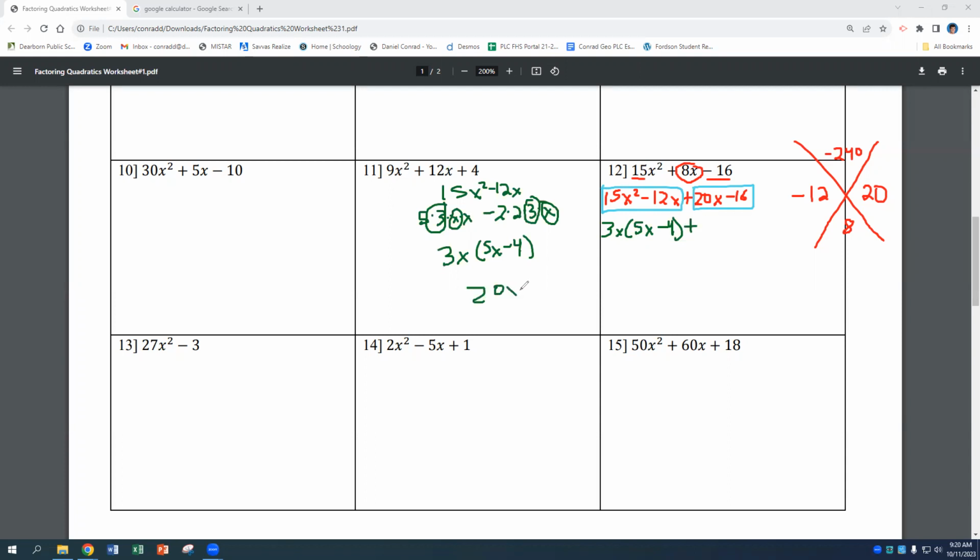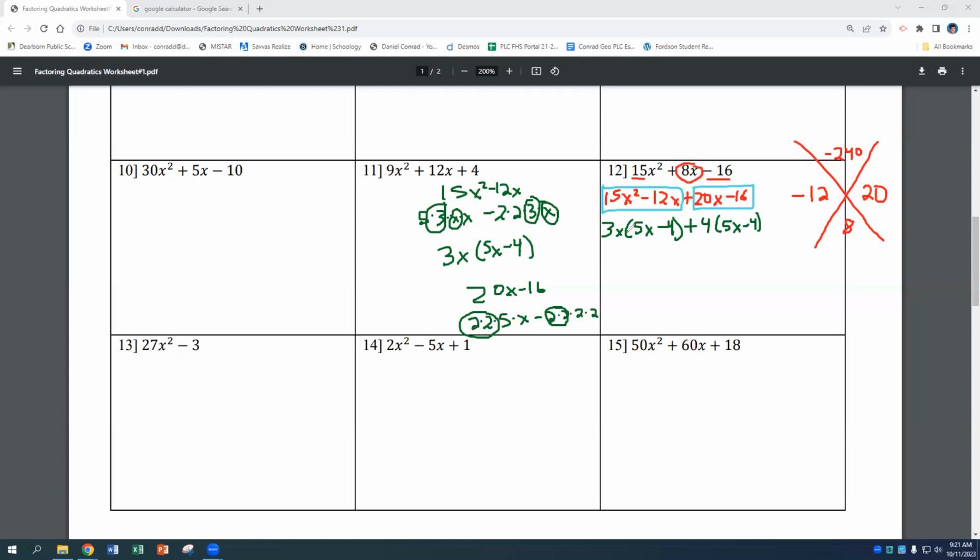Okay, 20x minus 16. So you can split that into 4 times 5, and then 4 can become 2 times 2 times 5. All right, 2 times 2 is 4, times 5 is 20. And then 16 could be 2 times 2 times 2 times 2, right? So what do we have in common? We have 2 times 2, which is 4. So we're going to pull out a 4. And then what do you have left? You have 5x minus 4. Right, and again, if you work backwards here, 4 times 5x is 20x. 4 times negative 4 is negative 16.